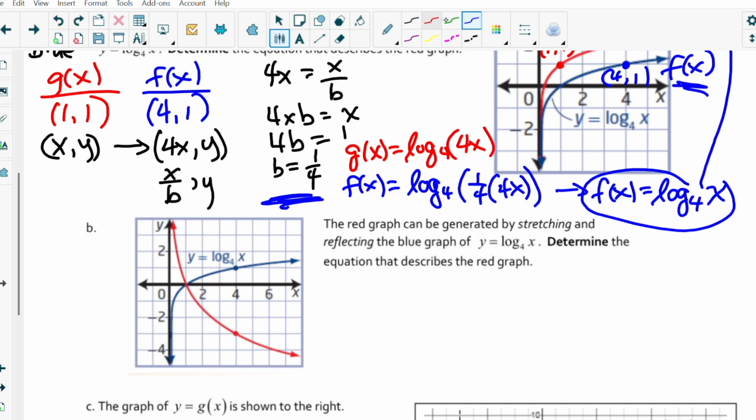Next one, folks. The red graph can be generated by stretching and reflecting the blue graph of y equals log base 4 of x. Determine the equation that describes the red graph. Okay, so first off, I'm going to look at this vertical stretch. So we're going from the blue graph to the red graph by stretching and reflecting. So let's reflect the blue graph first. I'm going to do that. Remember, we can do it in either direction.